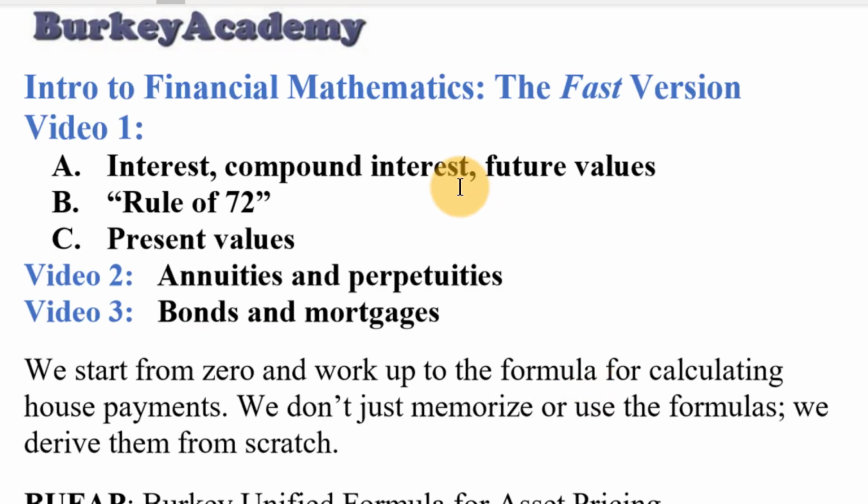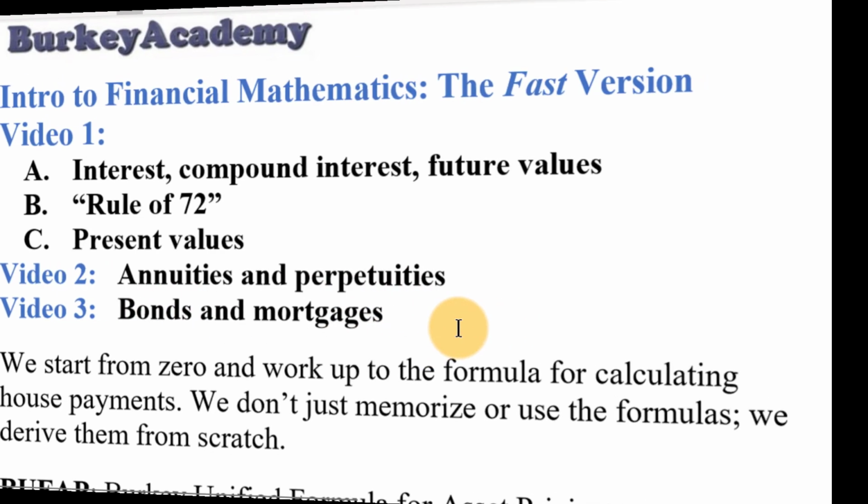So again, in this video, we're going to cover simple interest, compound interest, future values. We're going to talk about this thing called the Rule of 72, which is a rule of thumb. We're going to talk about present values. Next video, annuities and perpetuities, and the final video, bonds and mortgages.